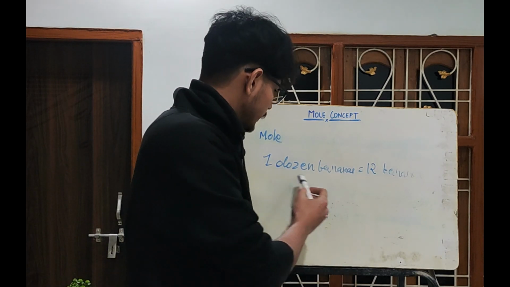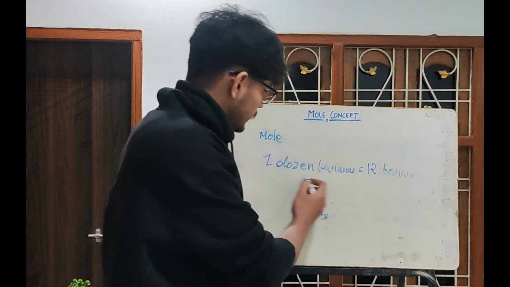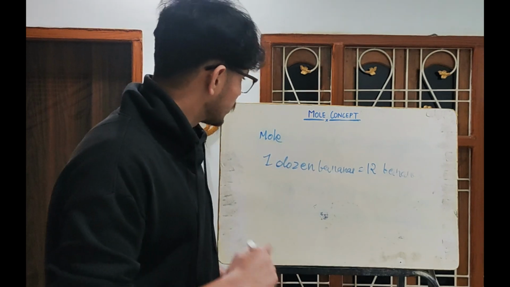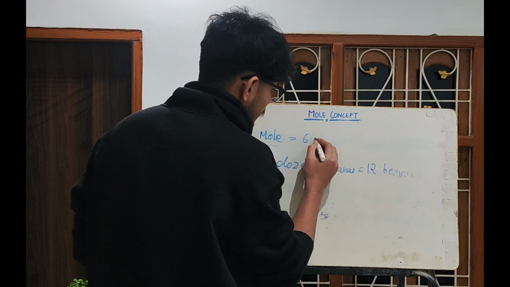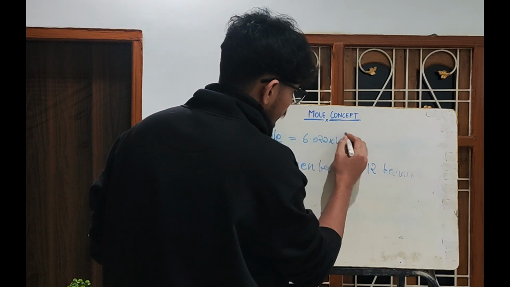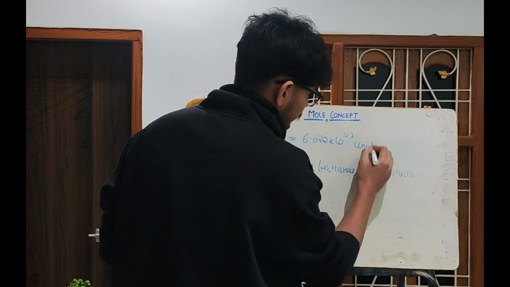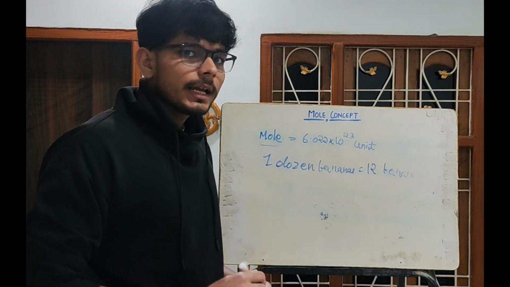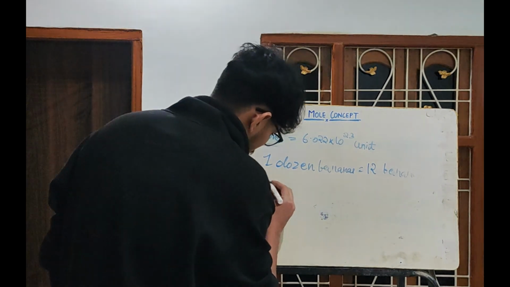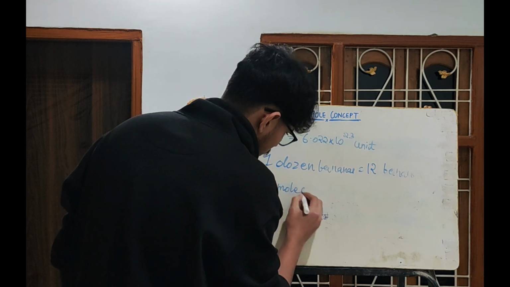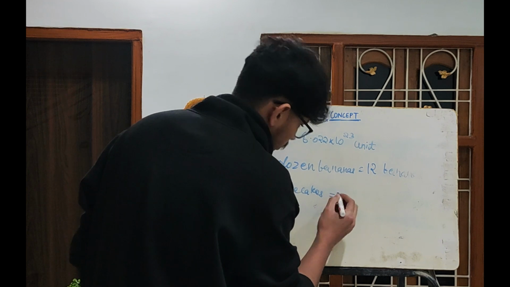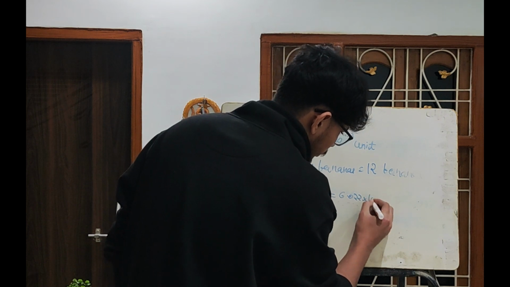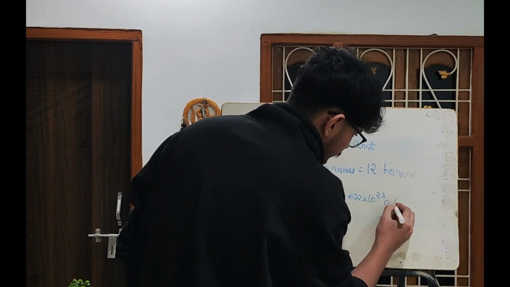Similar to this, the word dozen signifies a quantity of 12. Similarly, in chemistry, in the mole concept, the word mole signifies a quantity of 6.022 into 10 to the power 23 units. Taking further examples in the form of mole, let's say I have 1 mole of cakes. So I can say right now I have 6.022 into 10 to the power 23 cakes with me.